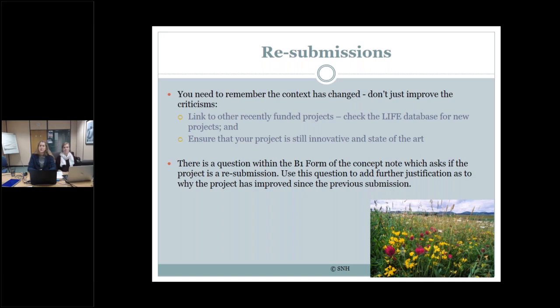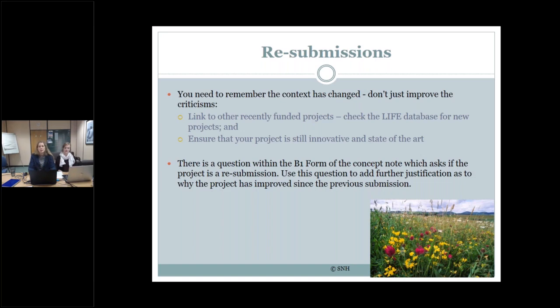In regard to the core context and what's new and different in the 2019 call, I hope this webinar has alerted you to some of the key differences between the years. And in addition to this, new projects will have been funded since the last call. So we recommend that you look at the EU LIFE project database to make sure that you're not submitting a similar or the same project which has already been funded elsewhere.